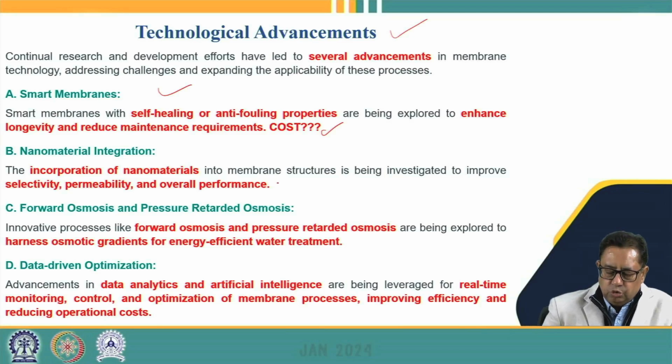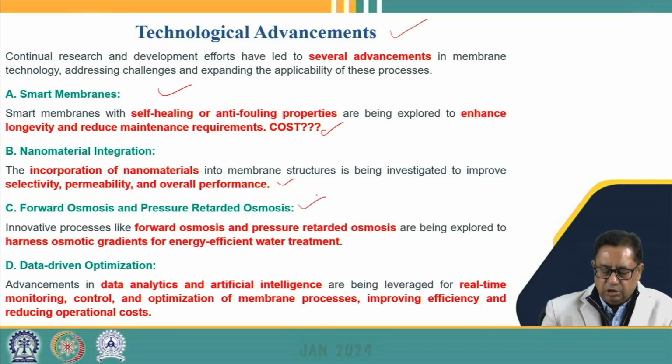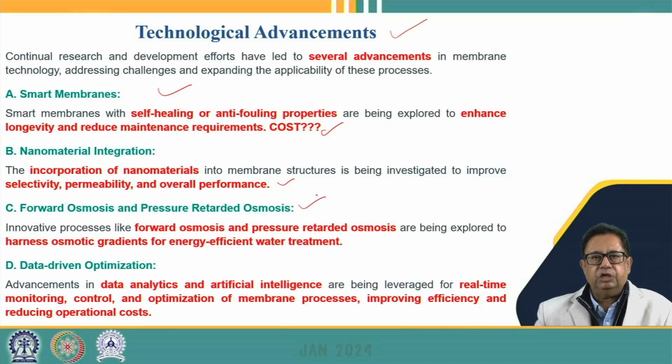Similarly, we can also go for nanomaterial integration, where the membrane can be incorporated with nanomaterials, which again can improve selectivity, enhance permeability, and improve the overall performance of such membranes. Similarly, forward osmosis and pressure retarded osmosis are also being tried so that energy efficient water treatment can take place, and we can harness the osmotic gradients and go for a feasible water treatment process.